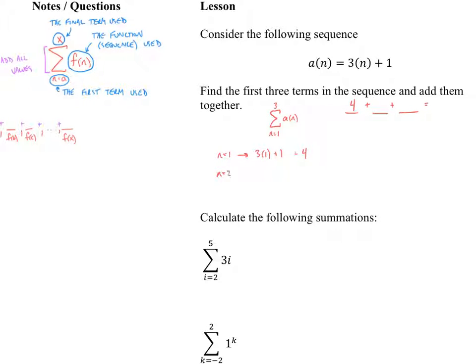When n equals 2, then we have 3 times 2 plus 1, which of course is 7. So the second number in our sequence is 7. And when n equals 3, we just plug in a 3, and that gives us 10. So what the summation tells us to do, these two things are directly related, is to take these three numbers and add them together, and we get the value 21. So the summation of the function a of n from when n equals 1 to when n equals 3 is 21. So these summations will give you a number, a numeric value.